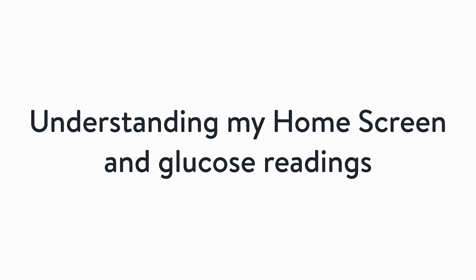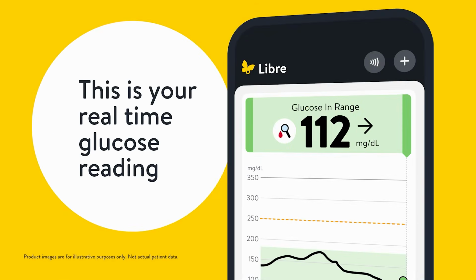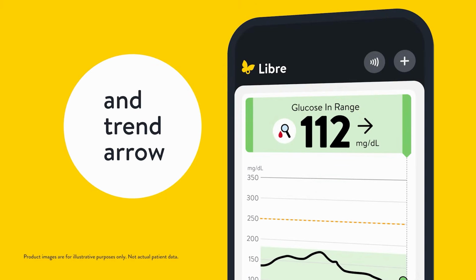In this video, we'll review how the home screen and your glucose readings work. Let's start with a tour of your home screen. This is your real-time glucose reading and trend arrow.